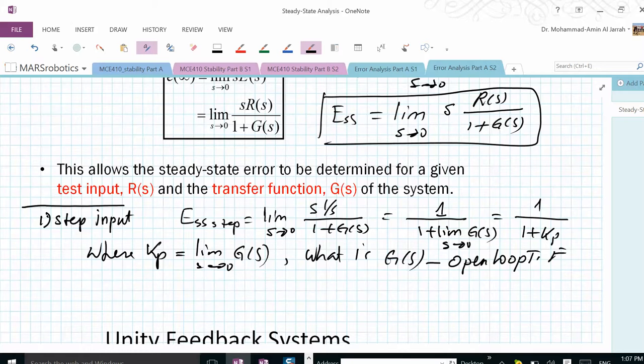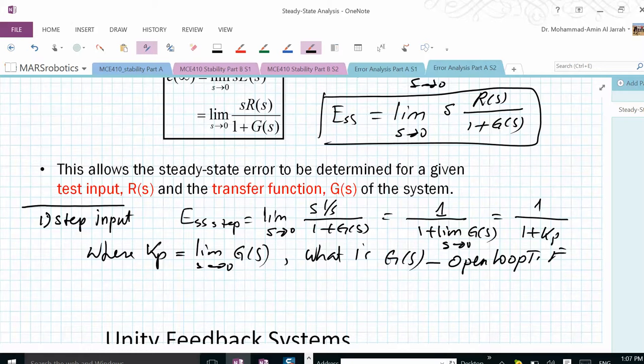Now, when we say that G of s, which is the open loop transfer function, should have 1 over s, what is 1 over s? It is an integrator. So we should have one integrator in the system. Or we say we should have one pole at the origin, because the integrator has s equals 0. So we should have a pole at the origin, or one integrator.